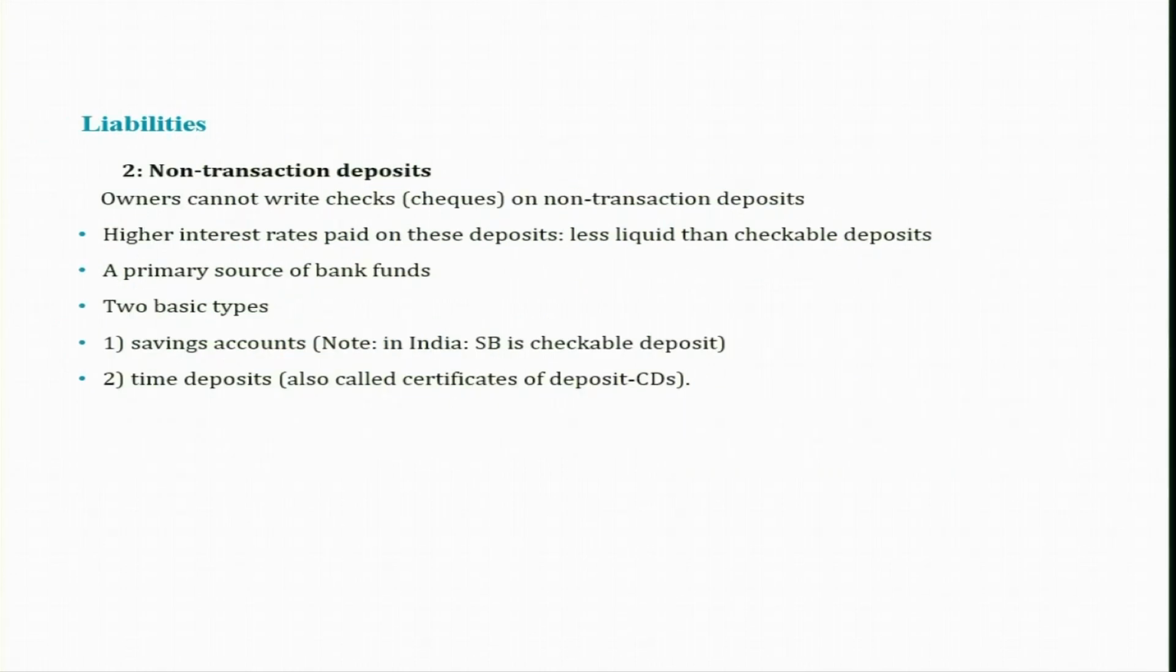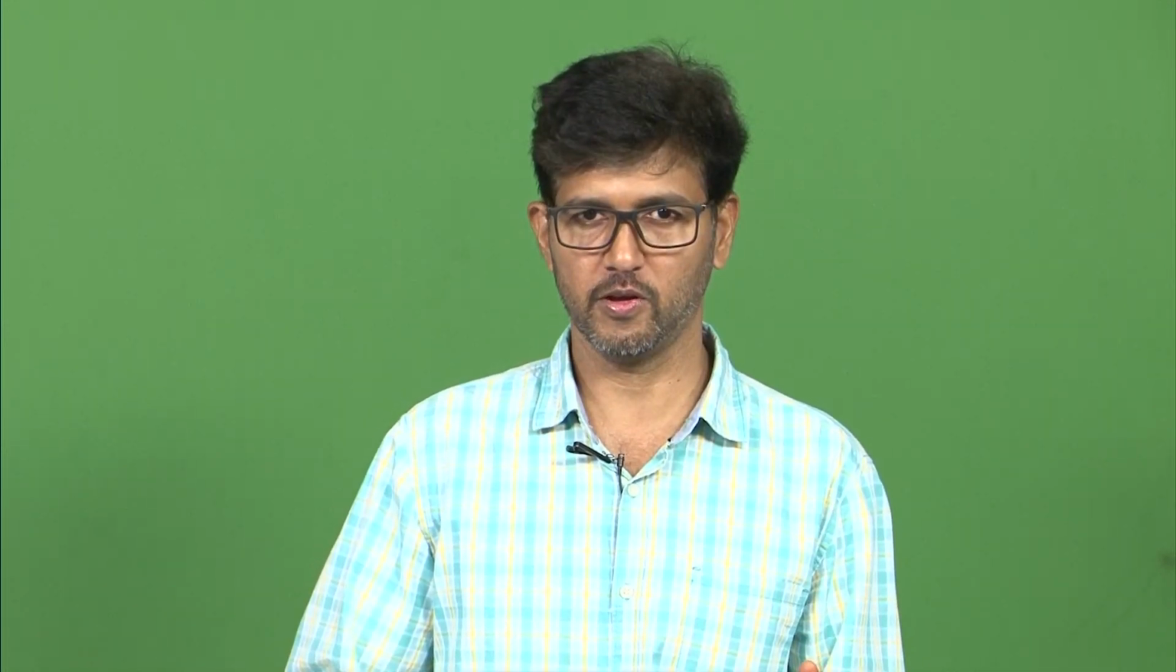Now let's move to the second component, called non-transaction deposits. Non-transaction deposit means owners cannot write checks on non-transaction deposits. Normally for a non-transaction deposit, there is a time constraint for withdrawal, so they are also called time deposits. Because of that, higher interest rates are paid on these deposits. The time constraint may be, for example, 1 year, so you can withdraw this money only after 1 year. Because of that these are also less liquid than checkable deposits. And when you commit your money in the bank for a fixed period of time, the bank can utilize this money to lend to the needy people, to the borrowers, right?